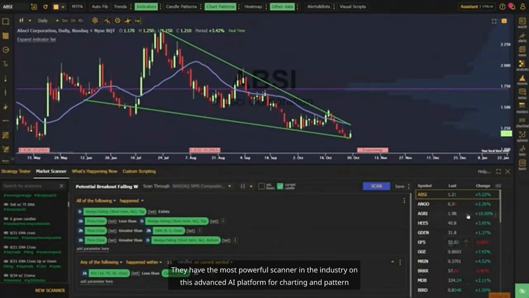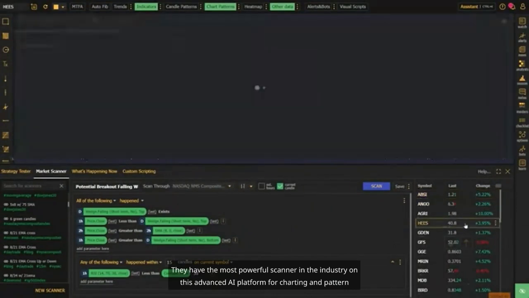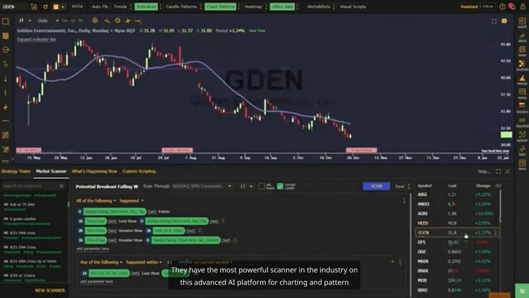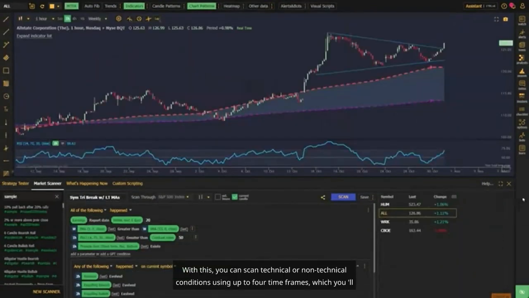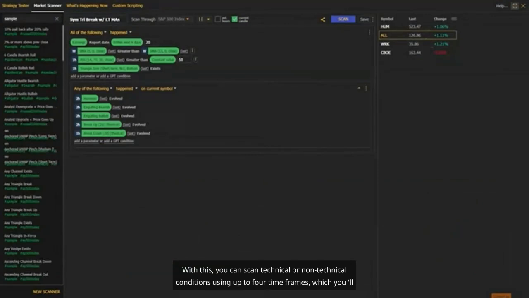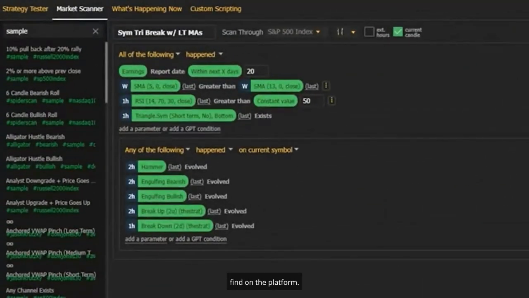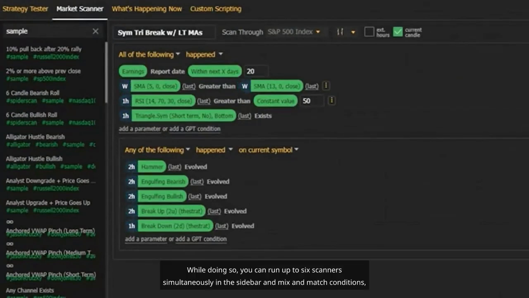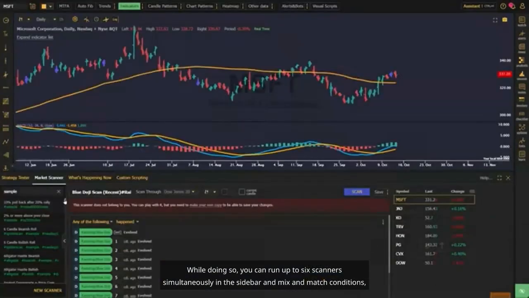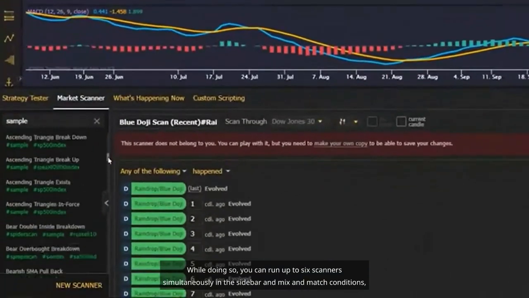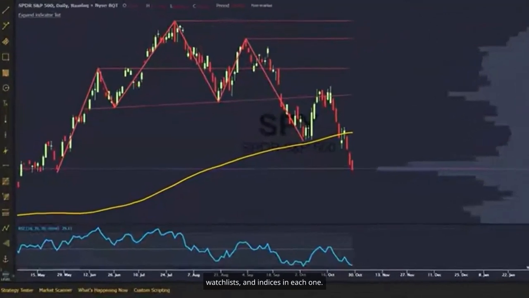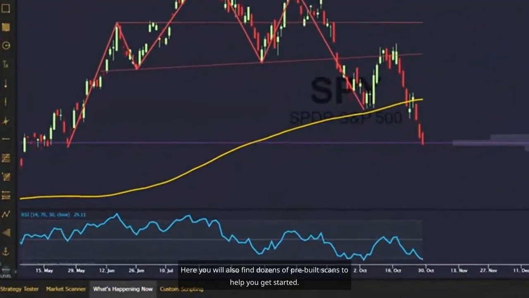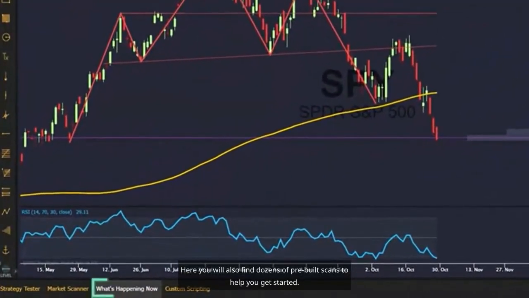They have the most powerful scanner in the industry on this advanced AI platform for charting and pattern recognition. With this, you can scan technical or non-technical conditions using up to 4 time frames, which you'll find on the platform. While doing so, you can run up to 6 scanners simultaneously in the sidebar and mix and match conditions, watch lists, and indices in each one. Here you will also find dozens of pre-built scans to help you get started.